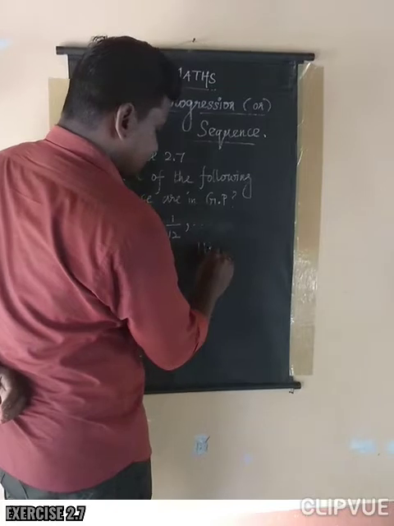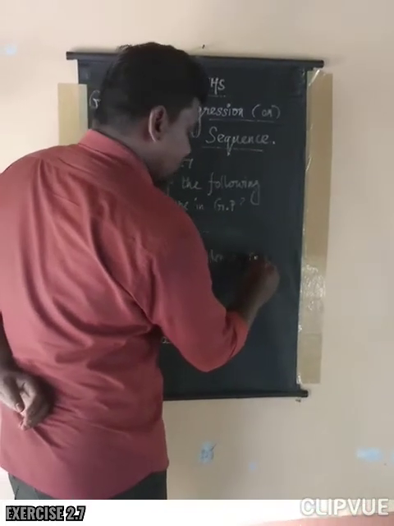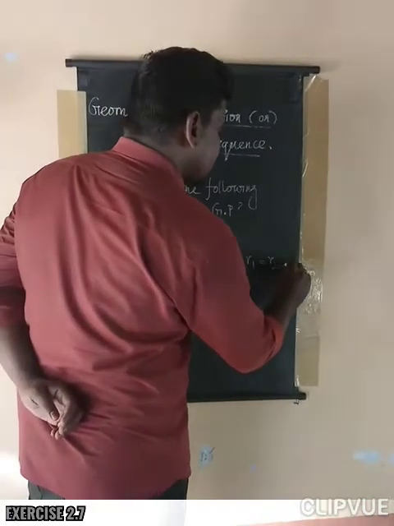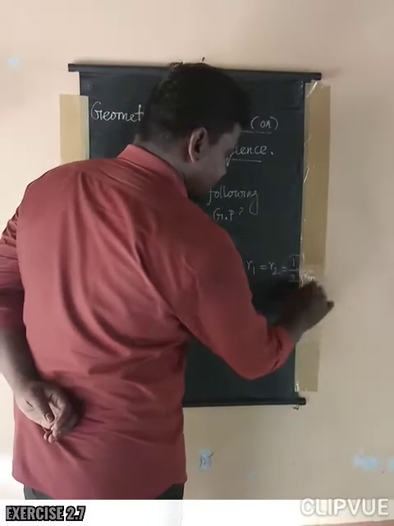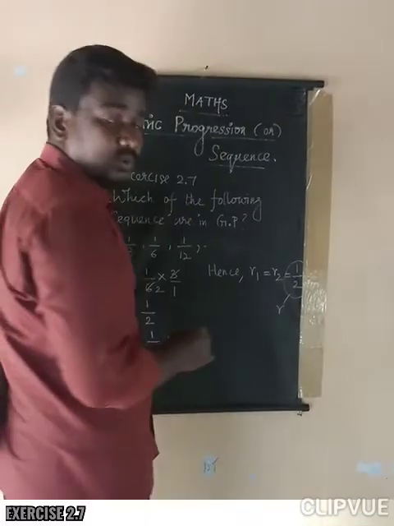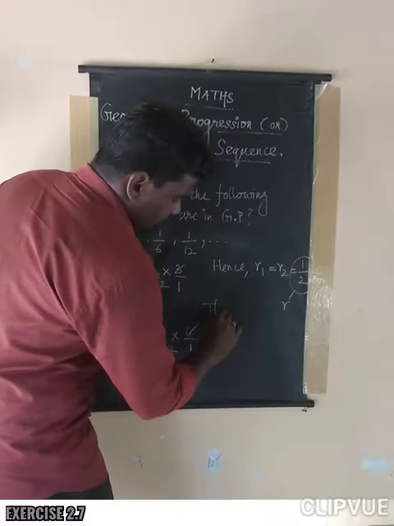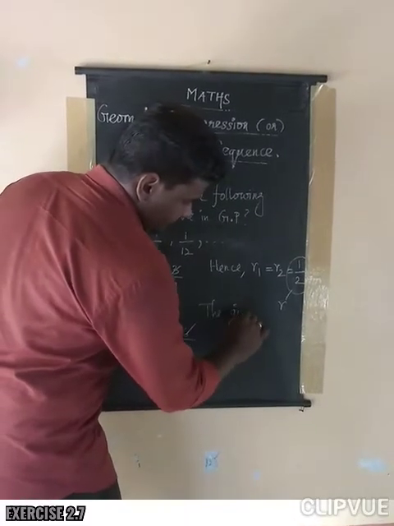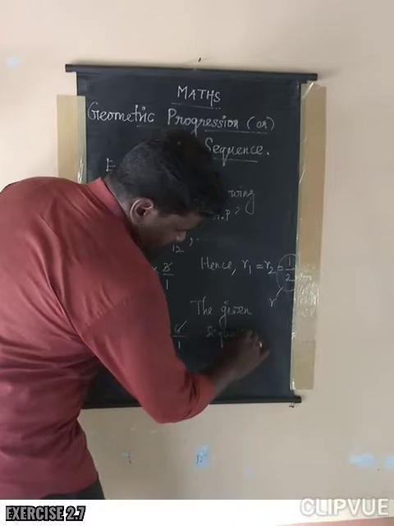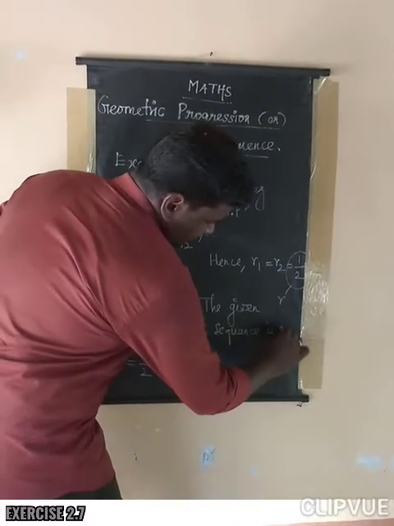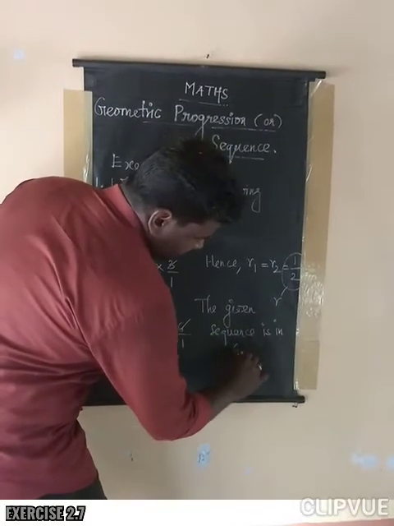Hence R1 is equal to R2, which is equal to 1 by 2. This is R, the common ratio. The given sequence is in GP.